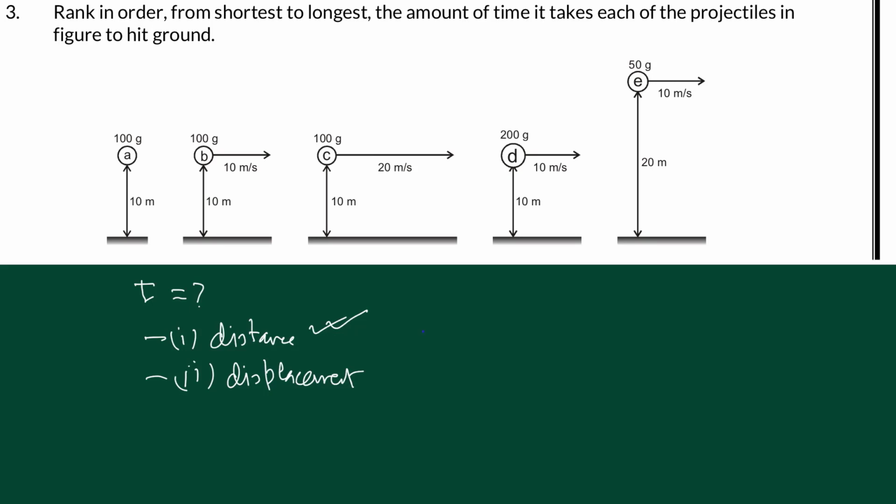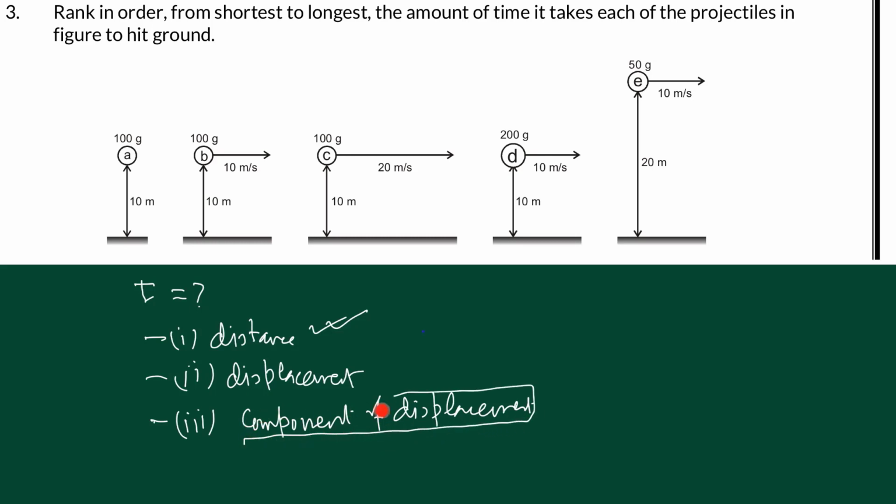But finding distance is a very difficult task. You know that from one-dimensional motion, it is the actual path length. So I am adding a third point: component of displacement. So this one is correct. It depends on the component of displacement.